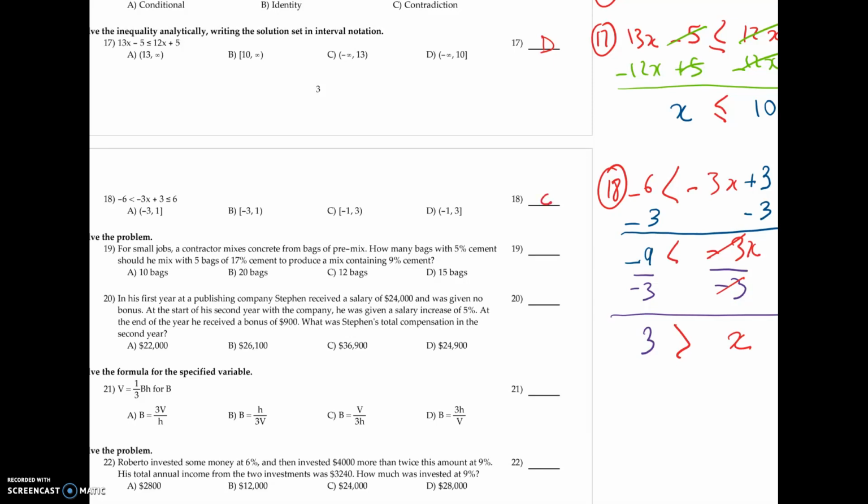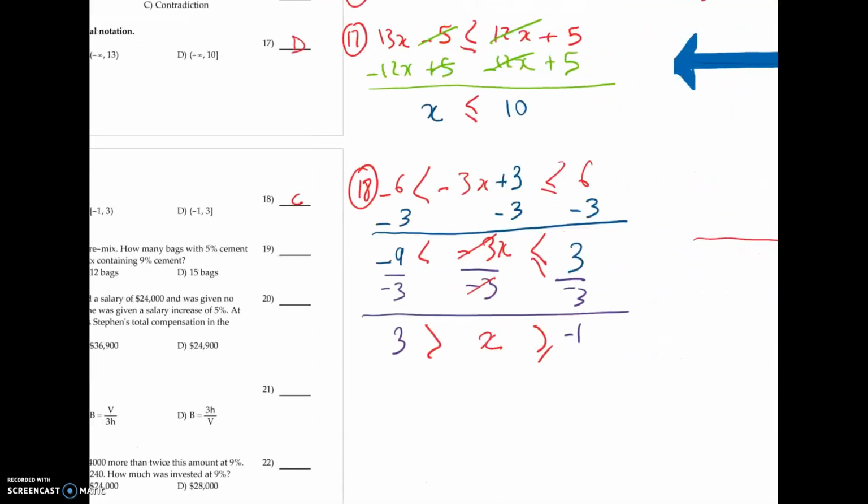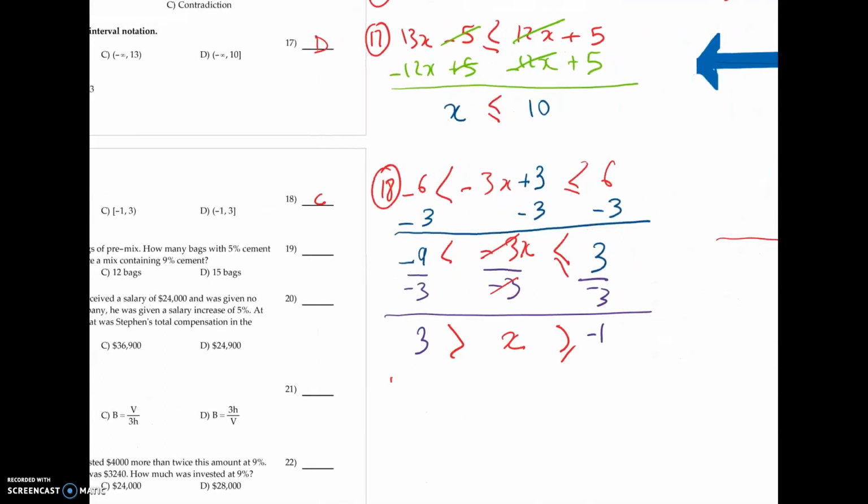Now, on problems number 19, 20, and 21, I'm going to let you think about 19 and 20, but let me do problem 19 for you. How many bags with 5% cement should be mixed with 5 bags of 17%? So let me do problem number 19.